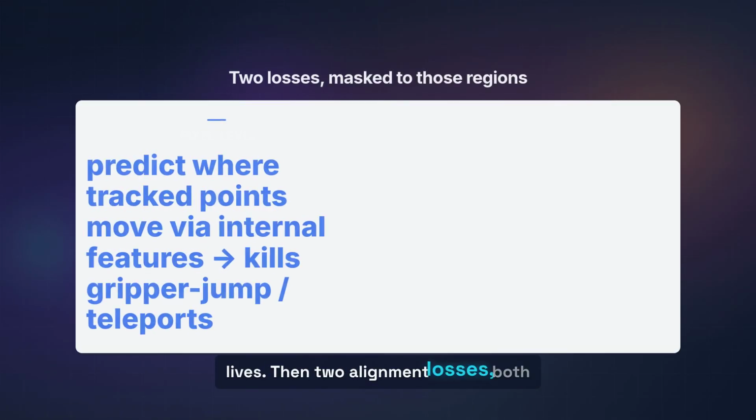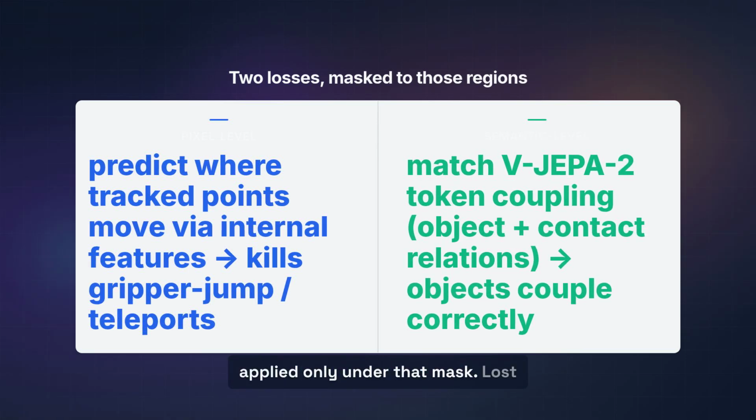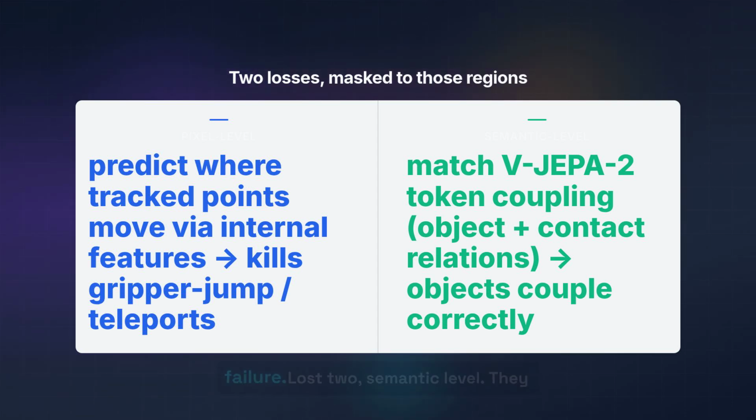Then two alignment losses, both applied only under that mask. Loss 1, pixel level. The model has to predict where tracked points should move, using its own internal features, so trajectories stay continuous instead of teleporting. That kills the gripper jump failure.